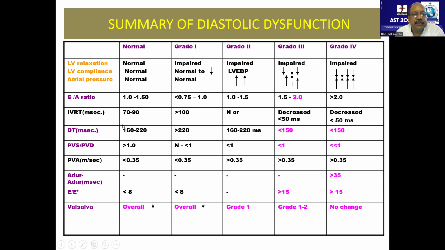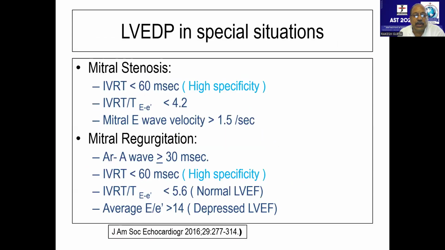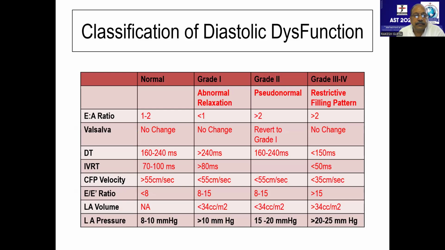Now look at this slide. It talks of grade 1, grade 2, grade 3 diastolic dysfunction. Normal translates into LA pressures of 8 to 10 millimeters of mercury. That is what normal LA pressures are. If we talk of grade 1, we talk of more than 10 millimeters of LA pressure. If we talk of grade 2, we talk of 15 to 20. And if we talk of grade 3 to grade 4, we talk of 20 millimeters of LA pressure.